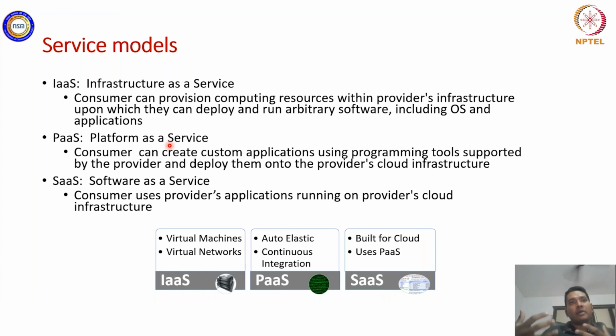You can have platform as a service. Basically, if customers want to create custom applications, so have some more flexibility in terms of creating applications, they have access to the programming tools supported by the provider. So these will be called platform as a service, and software as a service will be the provision where the consumer uses the provider's application running on the provider's cloud. Okay, so this is the end user who wants to access the applications that are provided by the service providers.